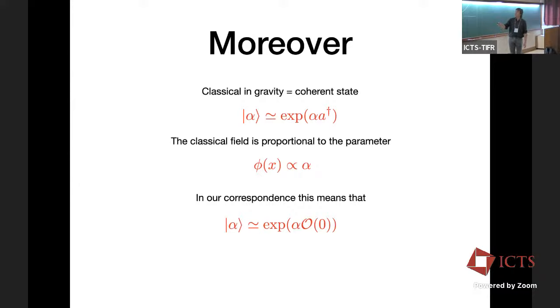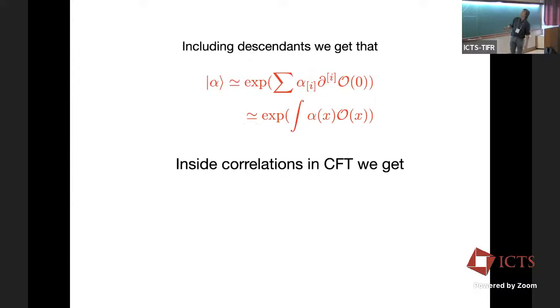It's okay when you do it on the cylinder. When you do it on the Euclidean theory, this needs a bit more work. Including descendants, you don't just generate the origin, but you add all the descendants. So you can add a generic state.